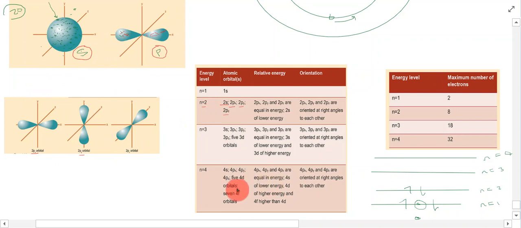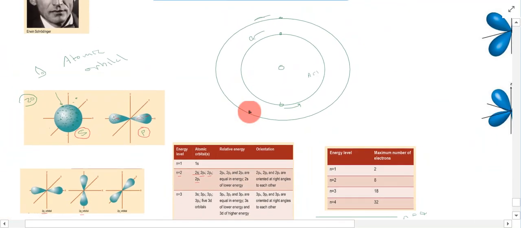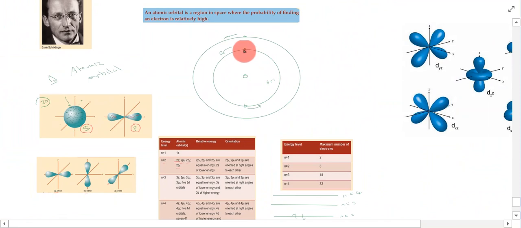It gets even more complicated as you move up through the energy levels. Instead of thinking about electrons as particles moving around a perfect orbit outside the nucleus of the atom, it's more accurate to think of them as arranged in what's known as an atomic orbital. These atomic orbitals have a particular shape, and they're a region in space where the probability of finding an electron is relatively high.